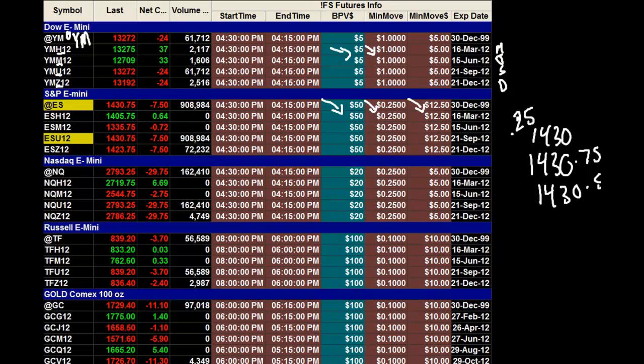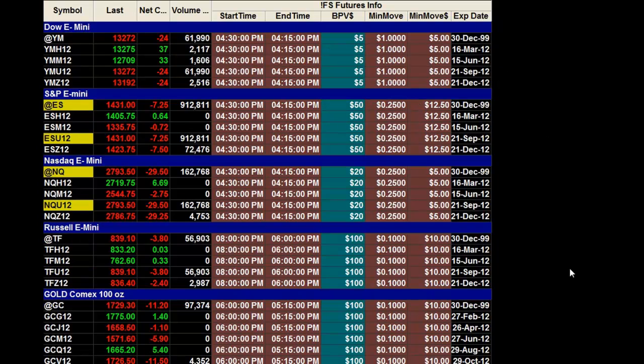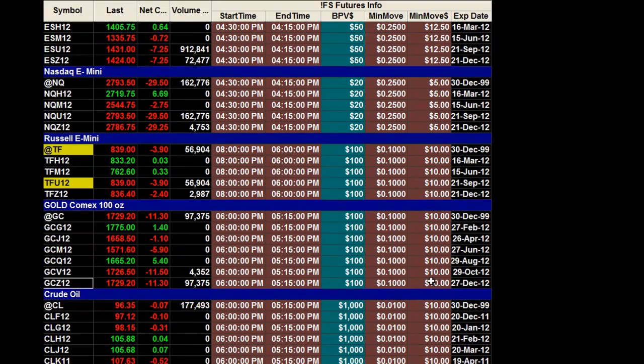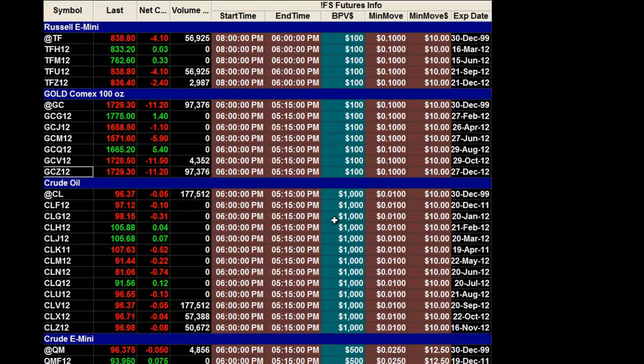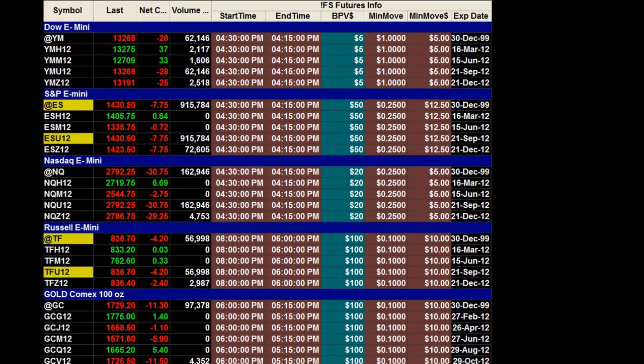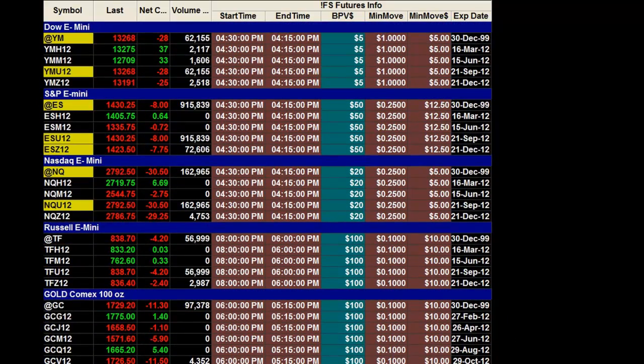As you can see, I'm going to scroll down here. You can see, look, $10 a tick, $10 a tick. So it looks like everything's $10 a tick. Yes and no. You can see the Russell, $100 a point, gold, $100 a point, crude, $1,000 a point. So you want to look up all your futures and make sure you know exactly what you're doing, because if you get on the wrong side of things, it's obviously going to hurt. This also gives you the start time and all the other good information that you need.